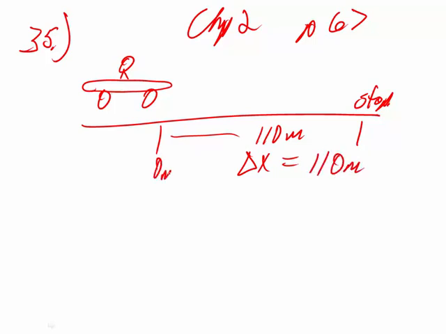Starts out at initial 0 meters here, and then 110 meters there. So delta x, the change in x, will be 110 meters, okay? All right, I hope you're with me. That's the change in x.